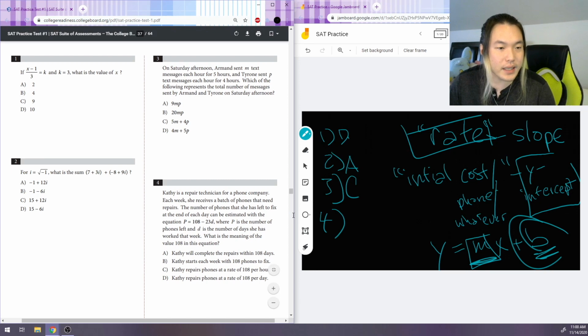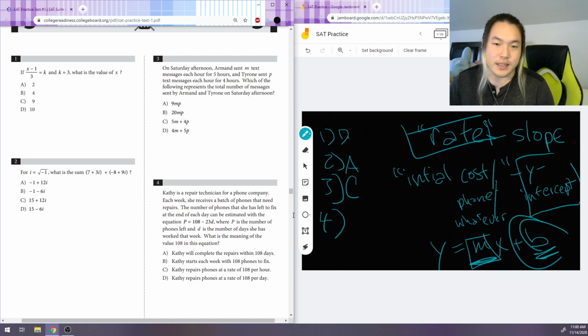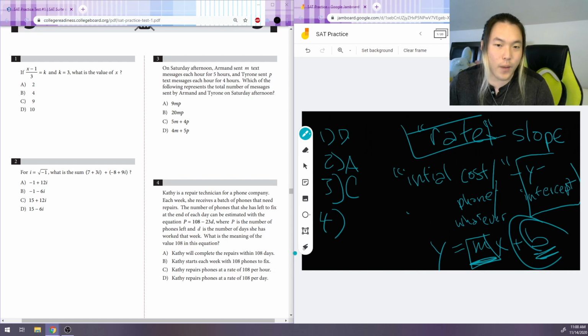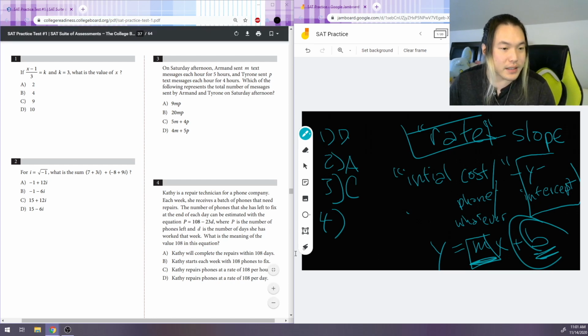So in this case, you have to recognize that 108 is the p-intercept. So instead of y, we're using p. And it's the intercept because the number being multiplied to the variable is the slope. So the order is a little different. In school, you probably learned mx plus b. Here they've given us b plus m times d, where m is negative 23. So what did I just say? B, or the y-intercept, is the initial cost. So 108 is the initial number of phones in this particular problem. Kathy starts each week with 108 phones to fix.